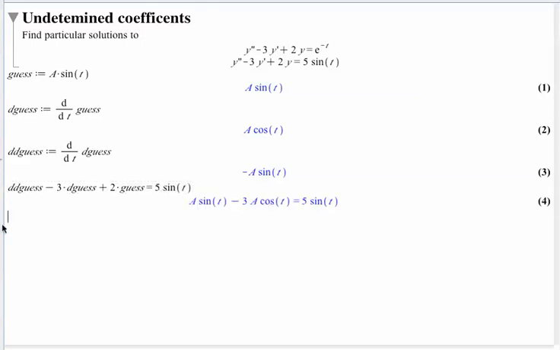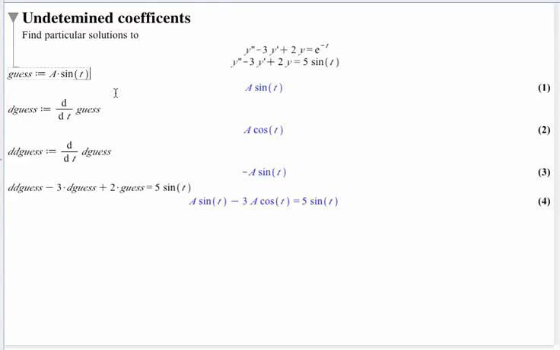Let's get rid of this since it no longer applies. Notice what's happening here. I look at this and I go, all right, well, I've got 5 sine of t. Yeah, so A ought to be 5. But if A is 5, then I'm going to have this extra cosine term. So we really can't solve this equation. There's no way we can find a value of A that's going to make both sides equal. So that means we've got not the best form for our guess.